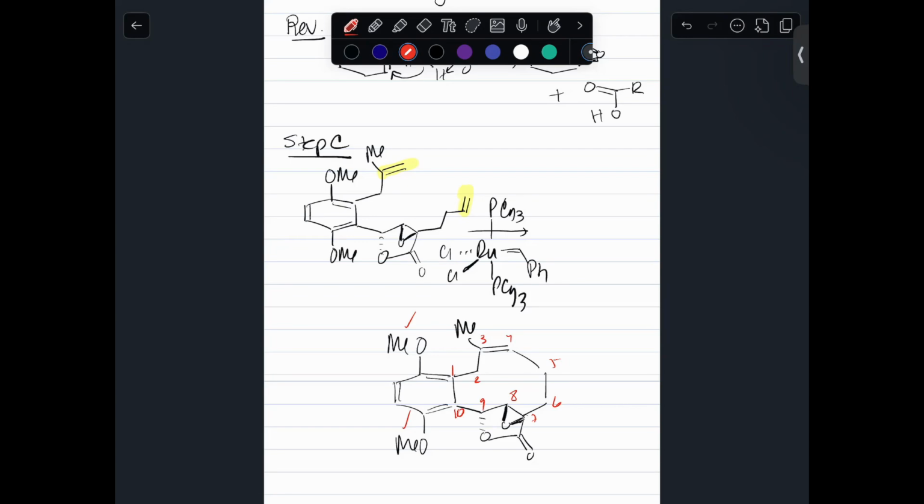Okay, the next part of the lecture is just going to be cross metathesis. So intermolecular reactions, two different alkenes doing Grubbs metathesis. So you're not forming rings, you're just forming longer chains pretty much.